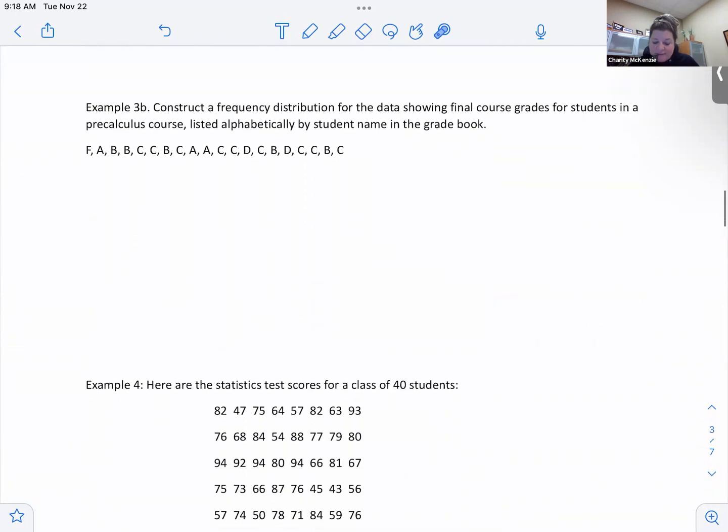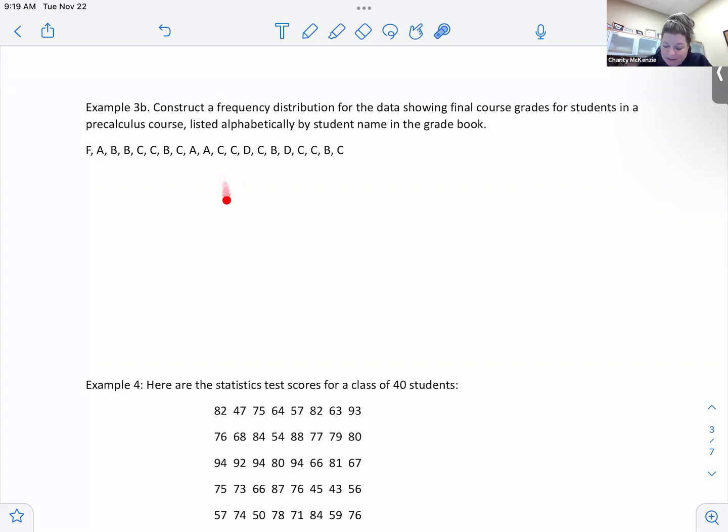Okay, construct a frequency distribution for the data showing final course grades for students in a pre-calculus course, listed alphabetically by student name in the gradebook. Okay, we can still do a frequency of words. This is not numbers. This is category data, qualitative data, not quantitative or numbers, right? So qualitative is words, categories, and the other world is numbers and quantitative. We have so many things we can do with quantitative data, not with words or letters like this.